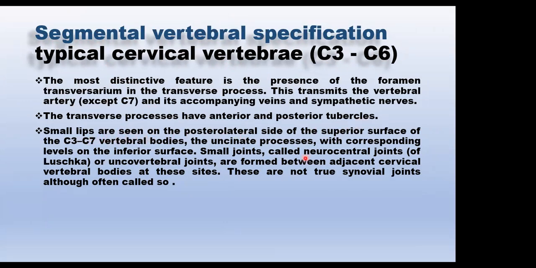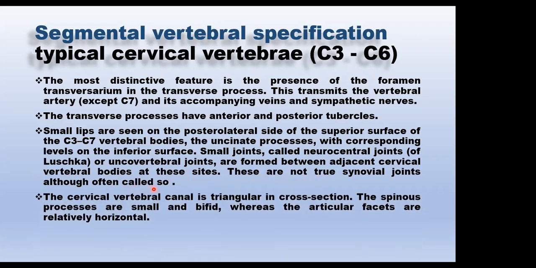the superior surface of the C3 to C7 vertebral bodies. The uncinate processes, with the corresponding level on the inferior surface, form small joints called neurocentral joints of Luschka, or uncovertebral joints, between adjacent cervical vertebral bodies. These are not true synovial joints, although often called so.